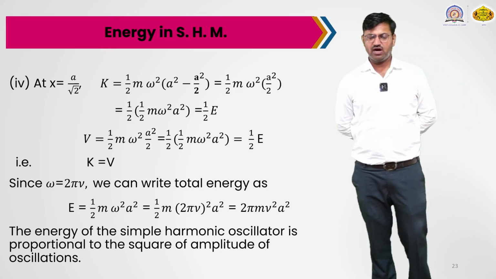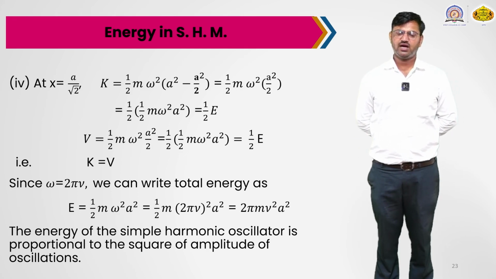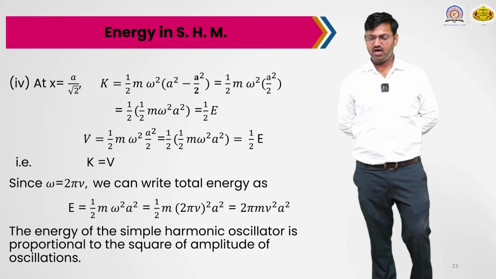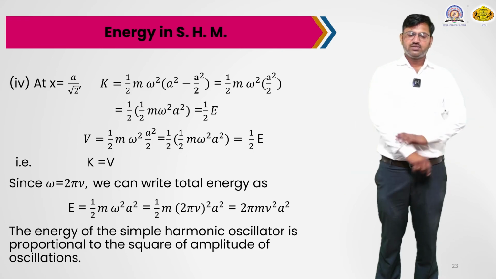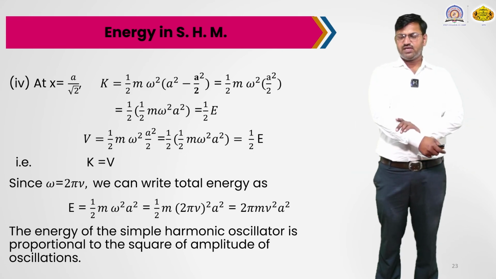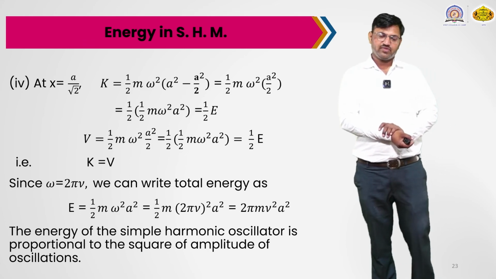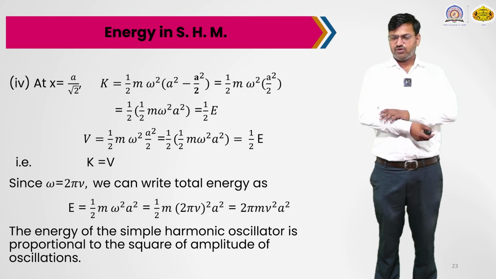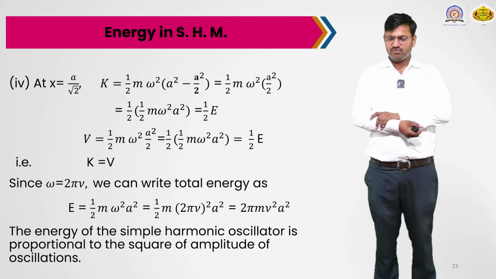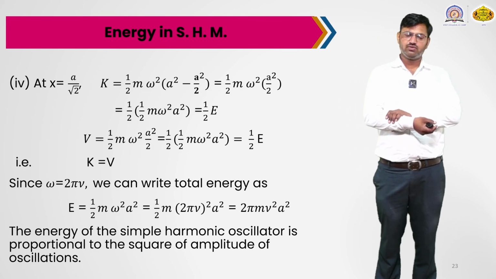Then V is equal to half of m omega square a square upon 2, is equal to half bracket half m omega square a square, which is the same as half of E. That means the potential energy at this position is half of total energy. At this position, kinetic energy and potential energy will be the same. That is, kinetic energy is equal to potential energy, K is equal to V.